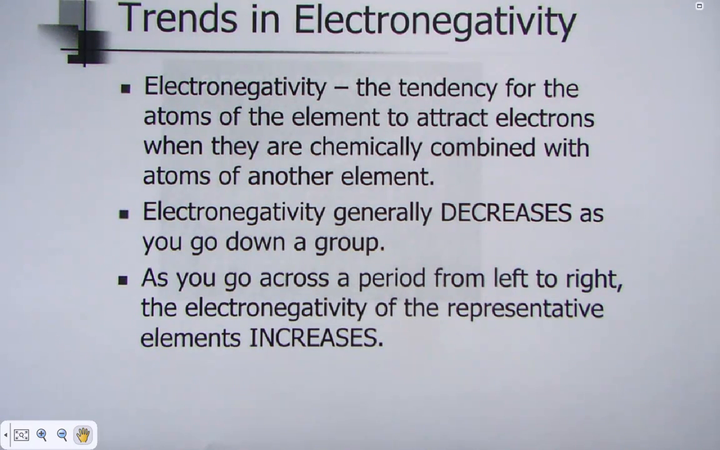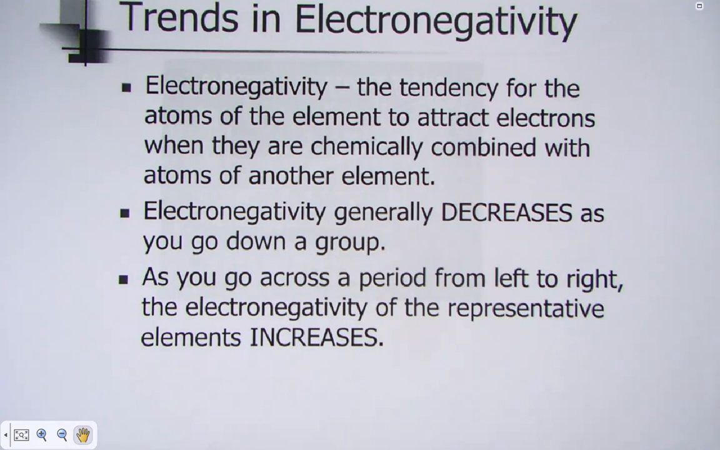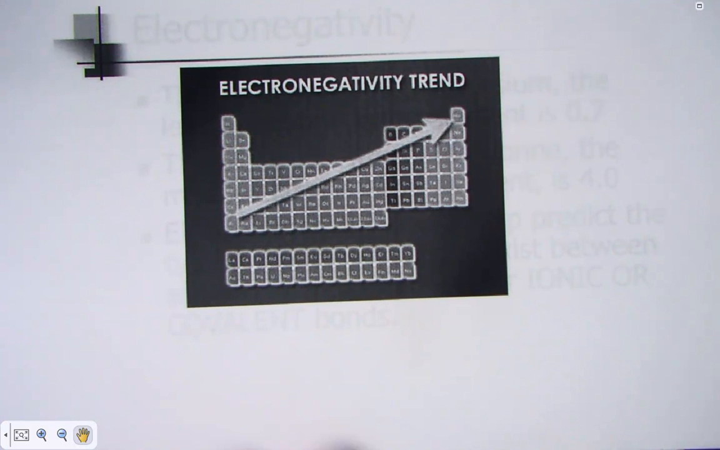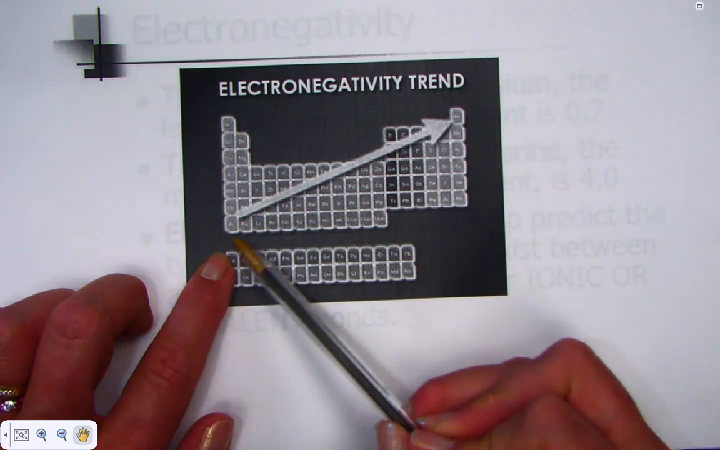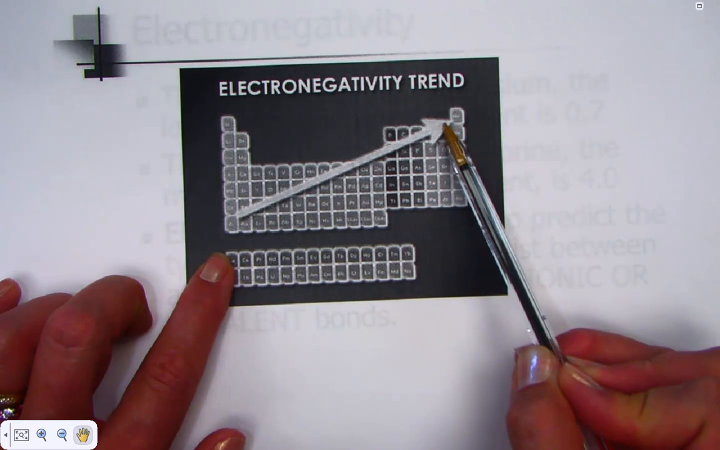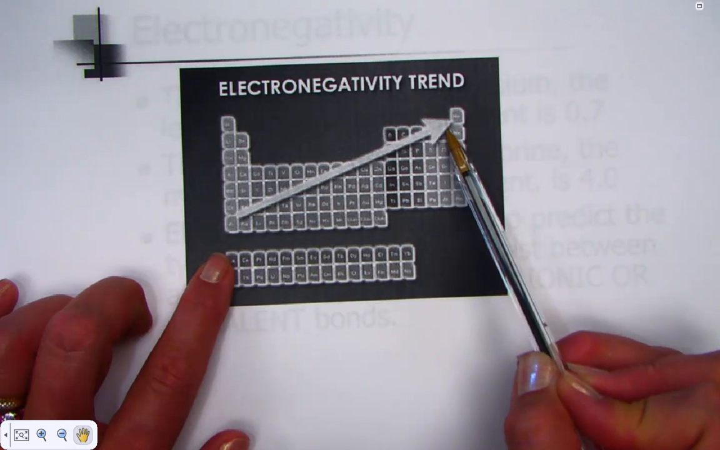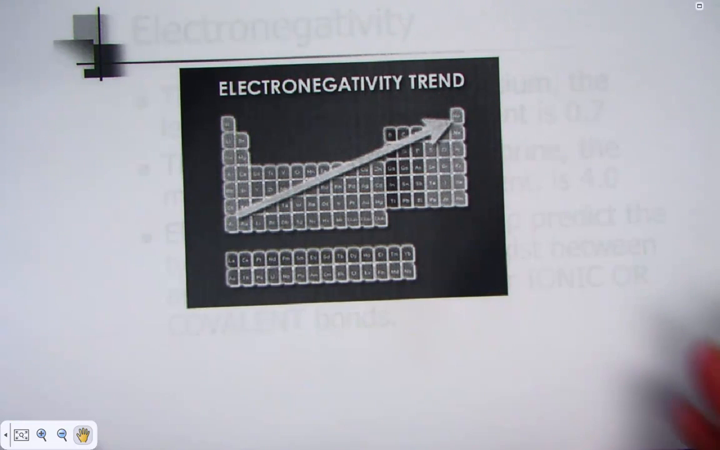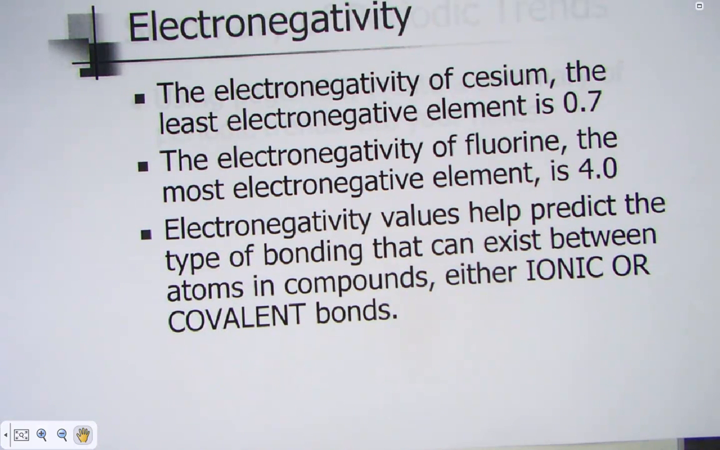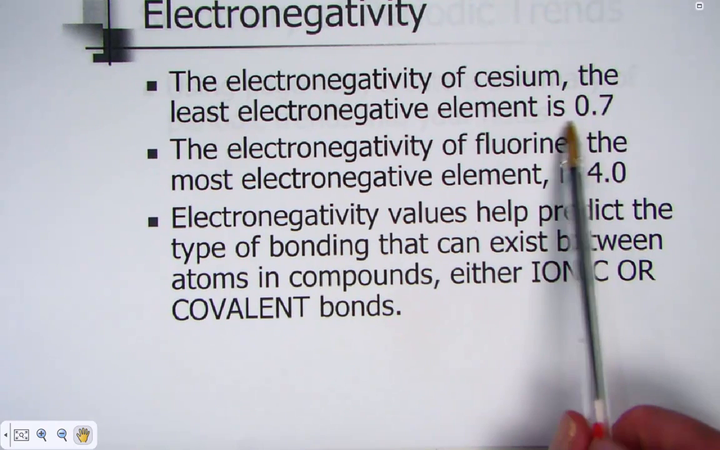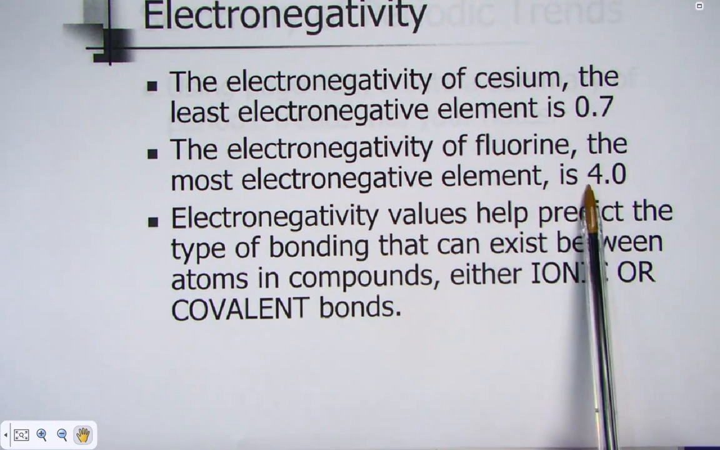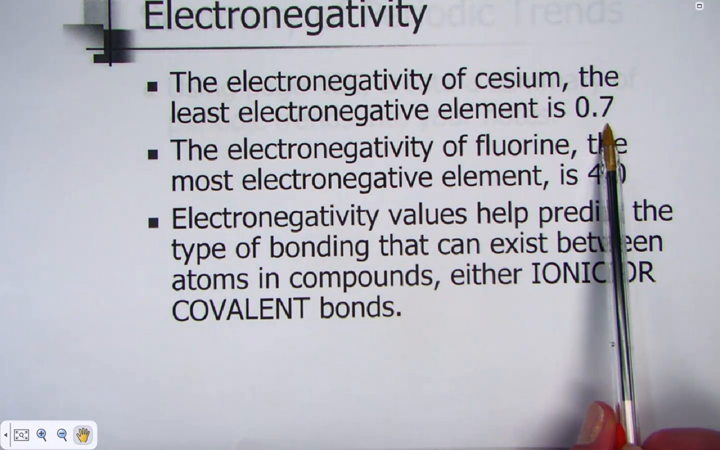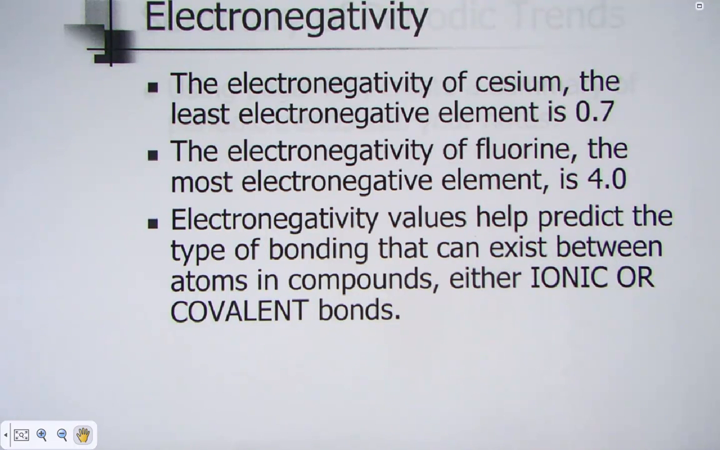The tendency for atoms of the element to attract electrons when chemically combined is known as electronegativity. The electronegativity trend simply shows lowest value, down bottom left, highest value, top right. The larger atoms are down here, the smaller atoms up here. The electronegativity of cesium, we saw in our chart, is 0.7. The electronegativity of fluorine is 4.0. The smallest number belongs to cesium, the least electronegative element. Fluorine is assigned the highest number, a value of 4.0.